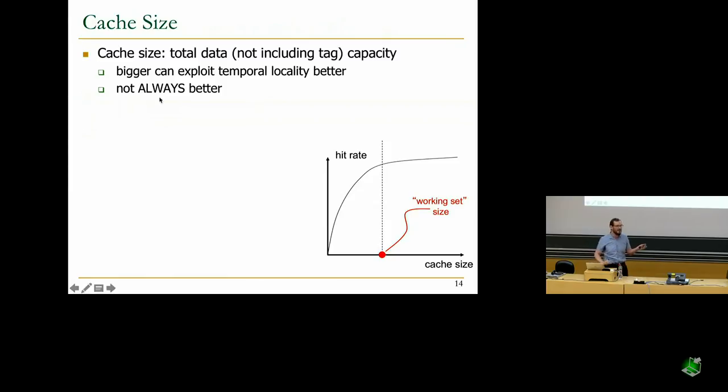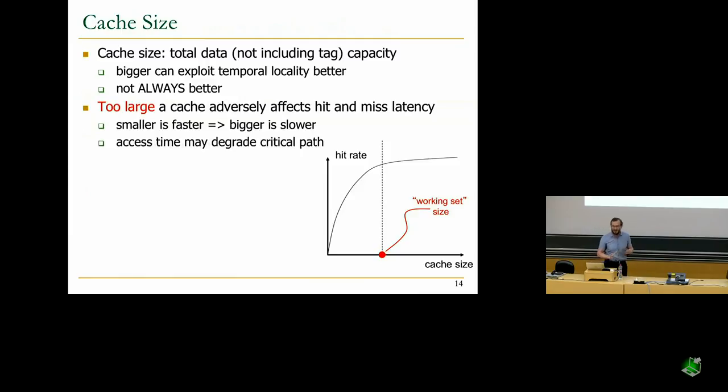But that's not always true. It depends on the program, of course. So you usually get a curve that looks like this. This is the cache size, and this is the hit rate that you get, all else being equal, associativity for example. You keep increasing your hit rate, but at some point your hit rate doesn't increase because your working set, for example, fits in the cache at that point. And your hit rate may not always go to 100%, because whenever you first start accessing the cache, there's nothing in the cache. There are some compulsory misses, which we will also talk about.